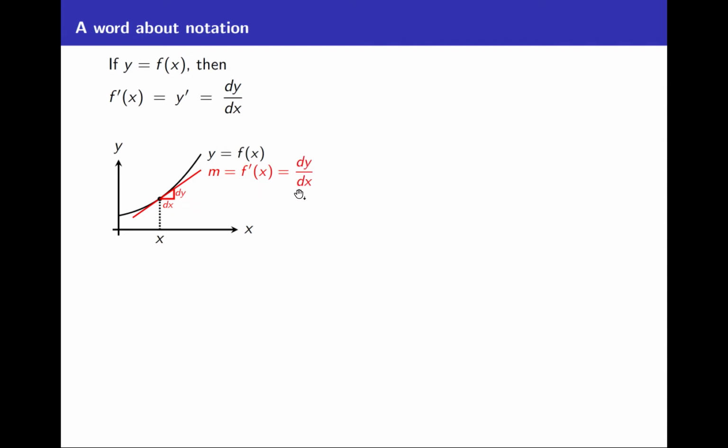So f prime of x is also denoted as dy dx. We sometimes write dy dx as d f of x dx, because f of x equals y after all. But more commonly, we'll just say that's d dx of f of x. In this sense, d dx is like a verb. Take the derivative of f of x. That's what this says.